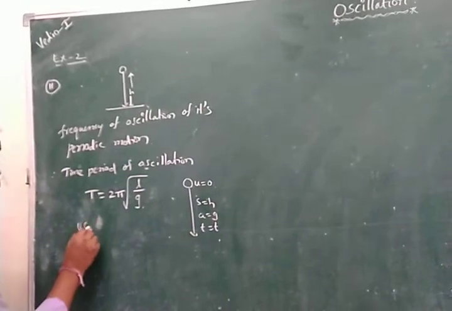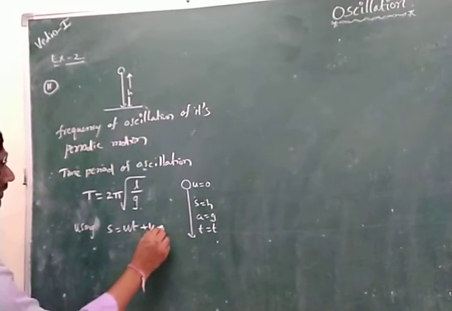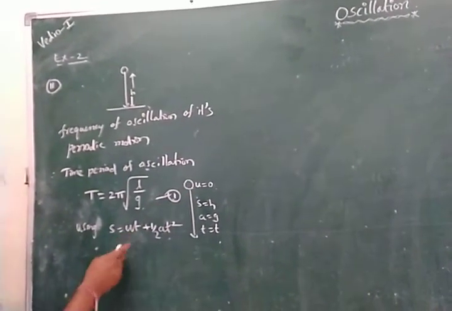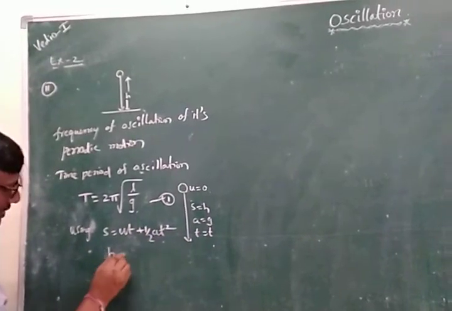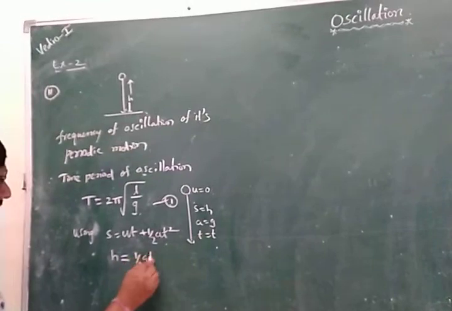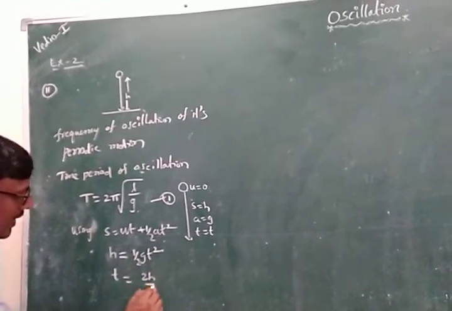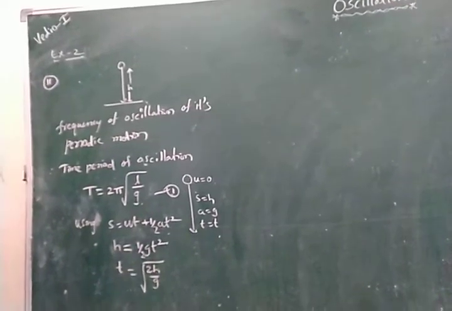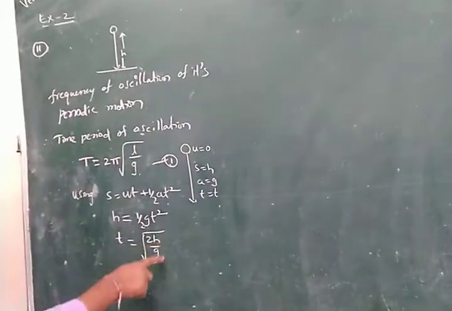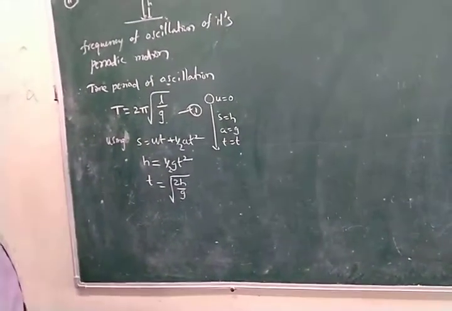Using s is equal to ut plus half at square, and u is equal to 0, s is h. So h is equal to half g t square. Then t is equal to under root of 2h by g. Take the cross multiplication, and the square is taken inside the root. The t is equal to root of 2h by g. Here t is nothing but time.